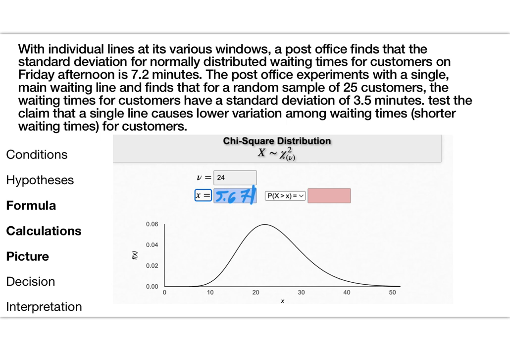Because the alternative was less than, we have to make sure this is actually x less than x. So make sure you've selected the right one. Anybody have that number? It's really small. 0.00004, which is really small. It's remarkably small.